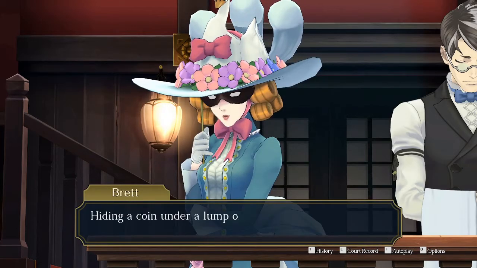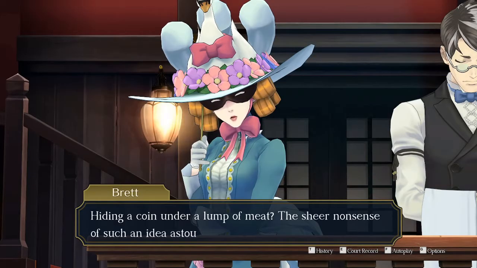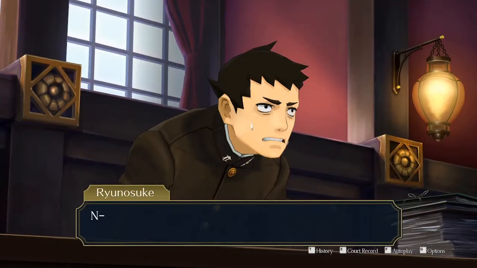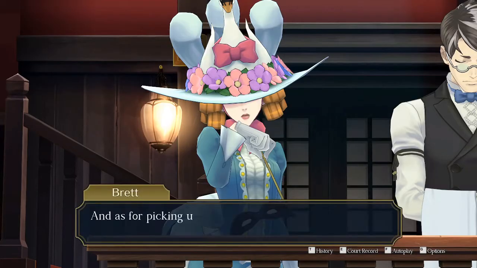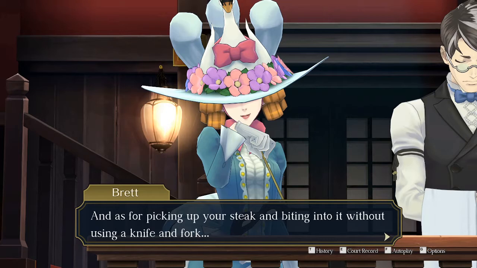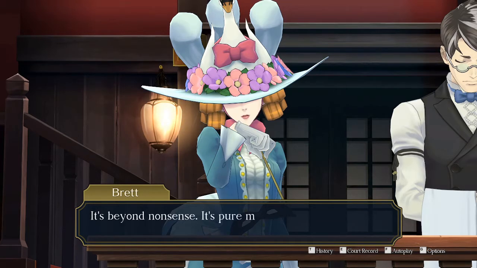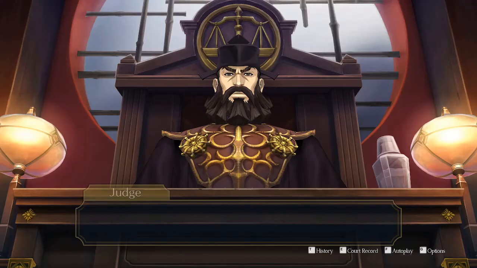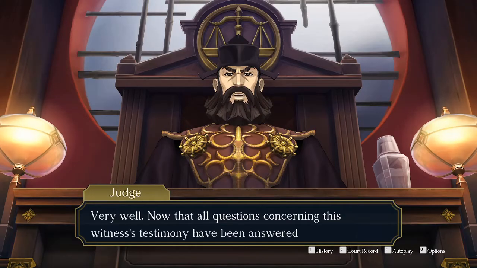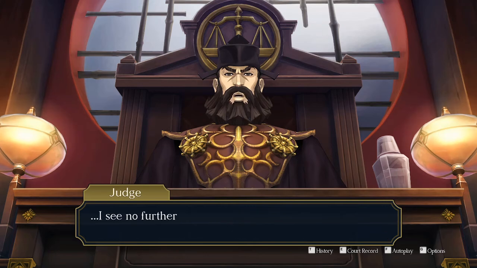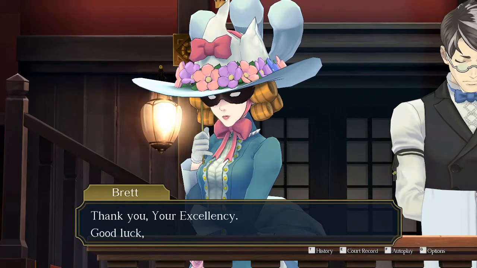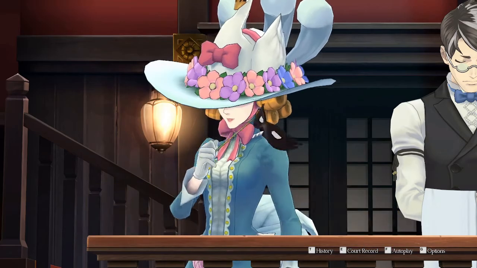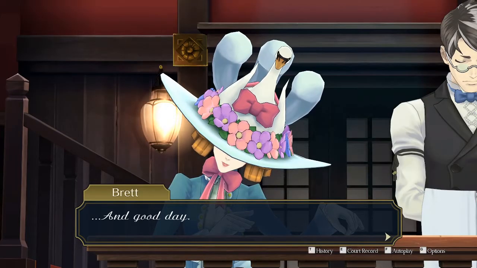Of course it is. Hiding a coin under a lump of meat? The sheer nonsense of such an idea astounds me. Nonsense, is it? And as for picking up your steak and biting into it without using a knife and fork, it's beyond nonsense, it's pure madness. Very well. Now that all questions concerning this witness's testimony have been answered, I see no further justification for detaining her. Miss Brett, you are free to leave. Thank you, Your Excellency. Good luck, everyone. And good day.